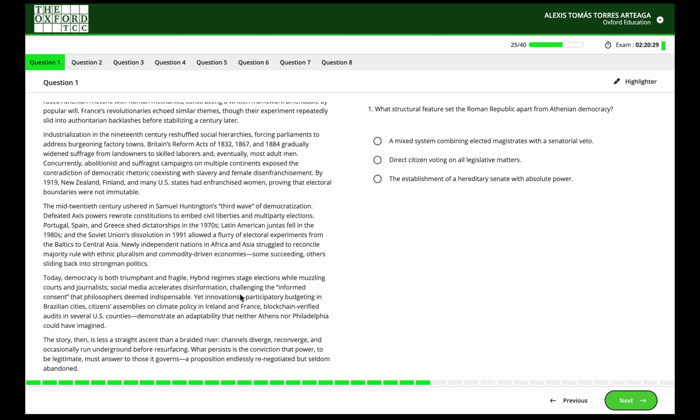The mid-century ushered in Samuel Huntington's third wave of democratization. Defeated Axis powers rewrote constitutions and embedded civil liberties and multi-party elections. Portugal, Spain, and Greece shed dictatorships in the 1970s. Latin American juntas fell in the 1980s, and the Soviet Union's dissolution in 1991 allowed a flurry of electoral experiments from the Baltics to Central Asia.